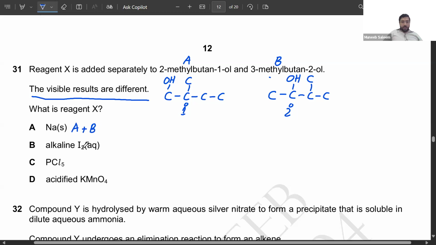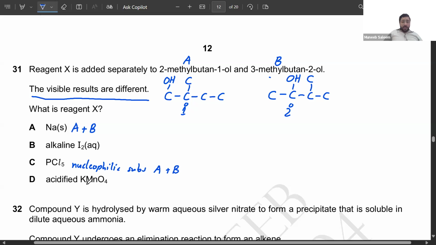Now reagent C, PCl5. PCl5 will react with both alcohols in a nucleophilic substitution reaction. So nucleophilic substitution reaction is there with PCl5, which means both compound A and B can give the reaction. So there is no difference between them.